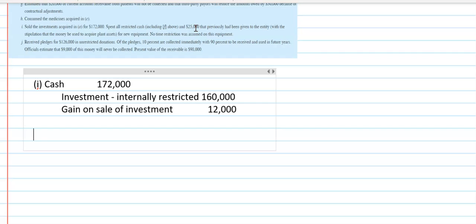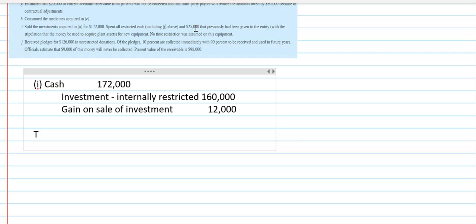That means I will take it out from temporarily restricted. So our temporarily restricted net assets will be reduced. I'm going to debit it. And at the same time, unrestricted net assets is increasing by 25,000, so I will credit it. That will be your reclassification entry. So let's do the reclassification entry.